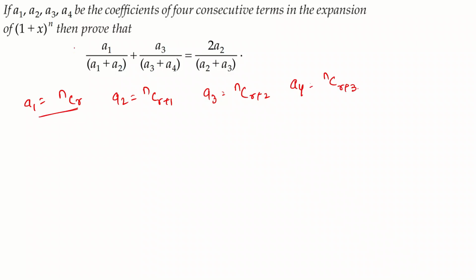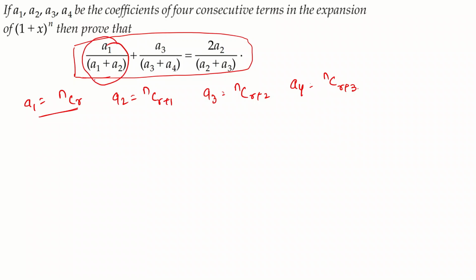Now we have to prove this result. So the general idea is that we start with LHS and then we reach RHS, but this may not work for this question because it has got a particular trick. The trick here is that instead of finding the value of this thing, I will find the value of the reciprocal of this thing. So instead of finding A1 by A1 plus A2, I'll first try to find A1 plus A2 by A1, that means the reciprocal of it. So let's see what I get.